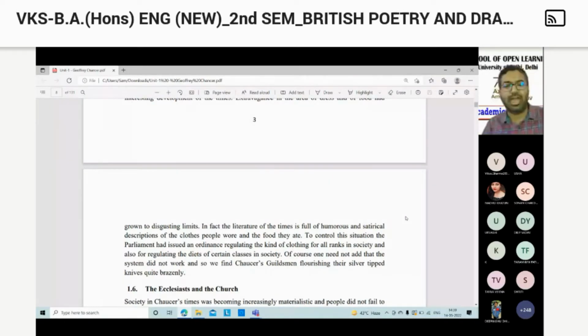In fact, the literature of the times is full of humorous and satirical descriptions of the clothes people wore and the food they ate. So they were spending a lot on fashion, food, and other things. To control the situation, the parliament had issued an ordinance regulating the kind of clothing for all ranks of society, and also for regulating the diets of certain classes in society.